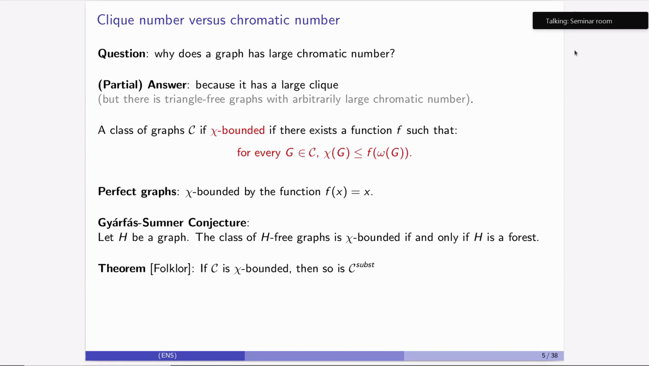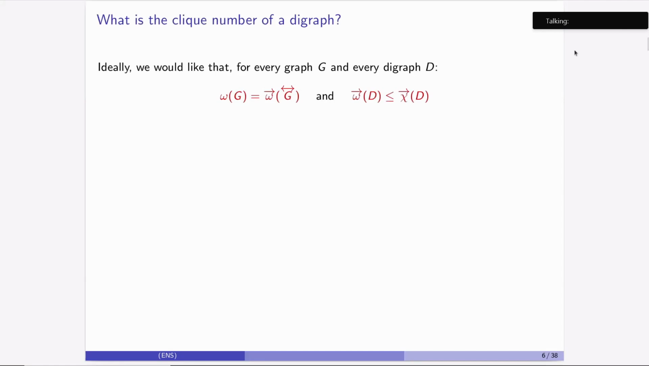To do that, we need a notion of clique number of a digraph. So let's think about that. What is the clique number of a digraph? Ideally, the property we would like is, first, that it is a lower bound on the dichromatic number. And we also would like the clique number of a graph G to be the same as the clique number of the symmetric digraph of G, to be able to generalize.